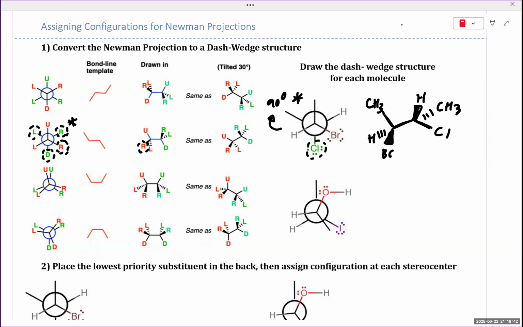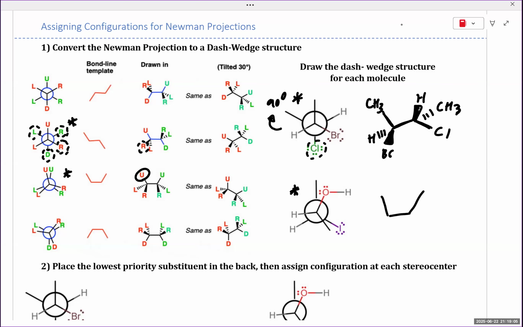So let's give you a moment to practice this. Given the following Newman projection, take a moment and let's try to draw this Newman projection in a dash wedge depiction. So in this case, this Newman projection matches this template. So we'll draw it like so.